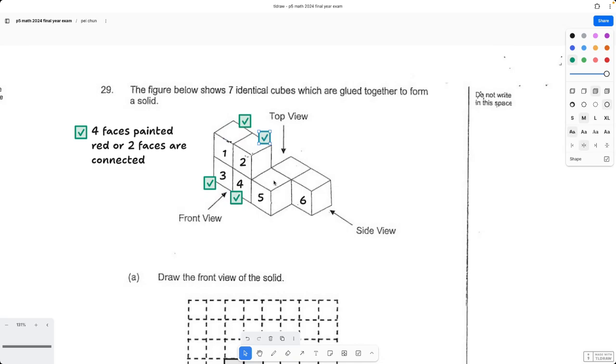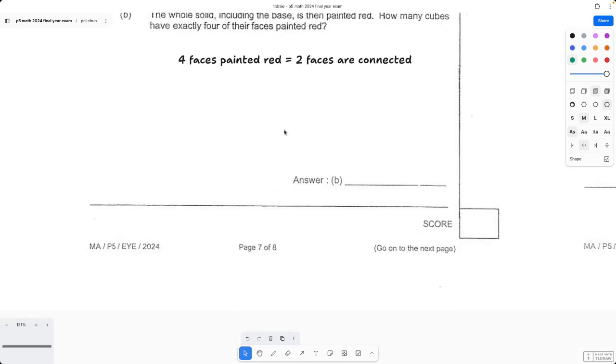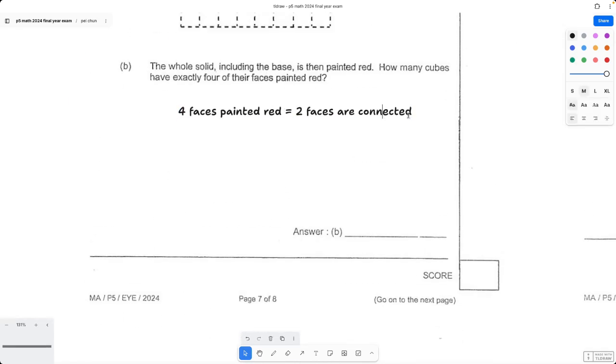And 5 is connected. Hey, wait. 4 is not connected. Sorry. So 5 is connected because 4 is connected to 1, 2, 3. So 5 is connected. We have 6 as well. We have this as well. This is also connected, right? 6 has more than 5 faces. So that means there are 5 cubes that meet these requirements.